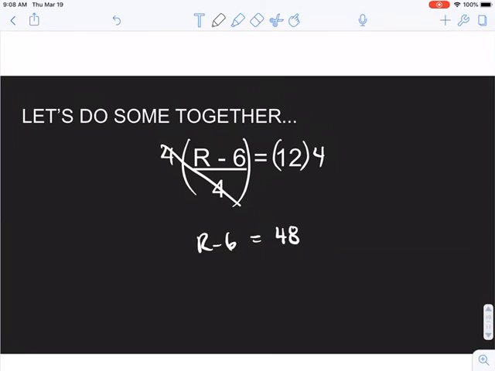Okay. Now we need to get rid of the positive 6, so we add 6, and we're left with r is equal to 54.